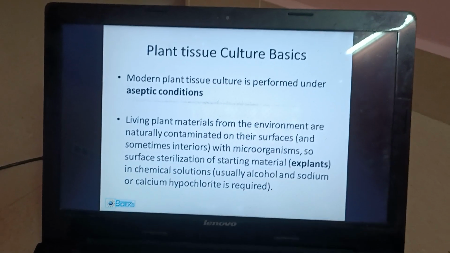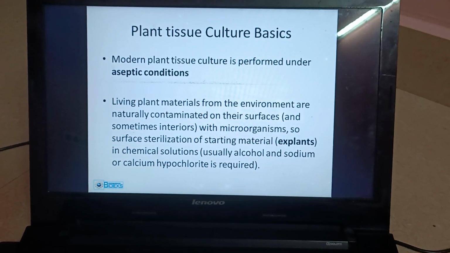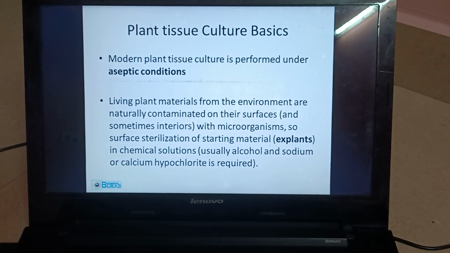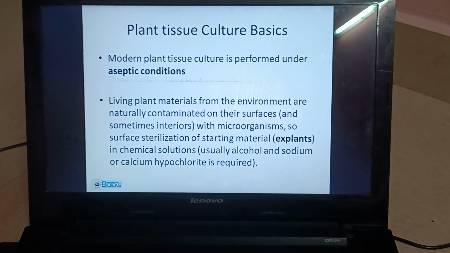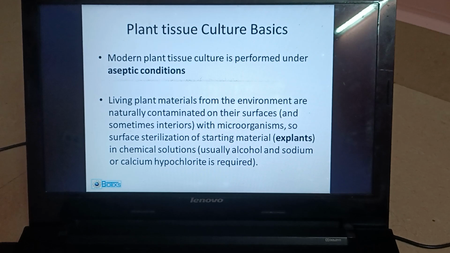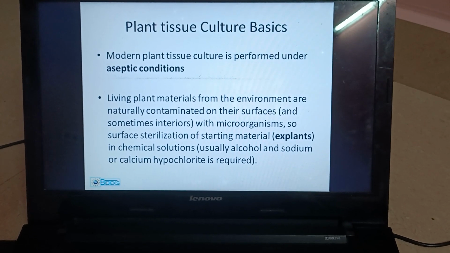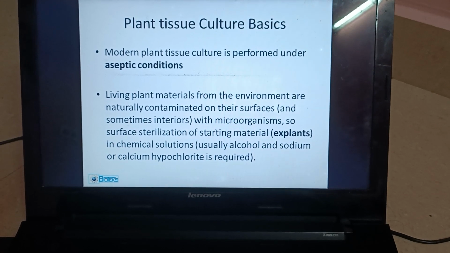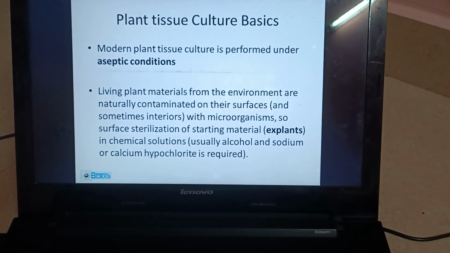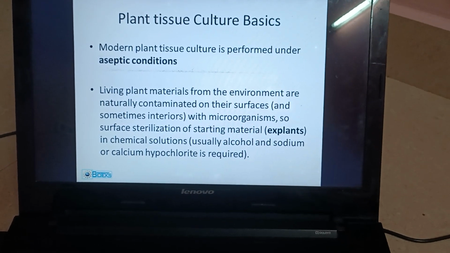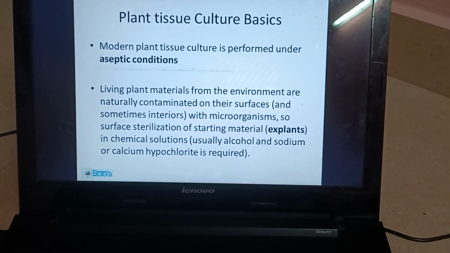Plant tissue culture basics. Modern plant tissue culture is performed under aseptic conditions. What is the aseptic condition? It's a completely pure condition. Living plant materials from the environment are naturally contaminated on their surface. Yes, it is, of course.